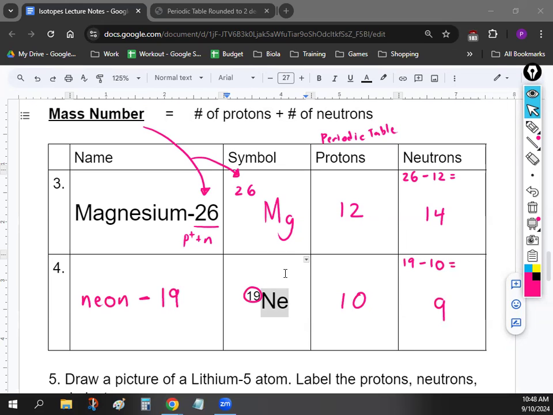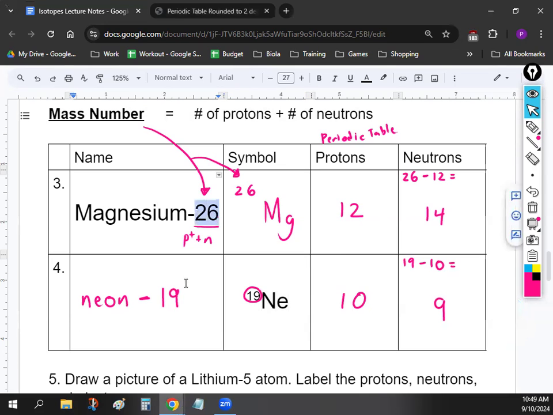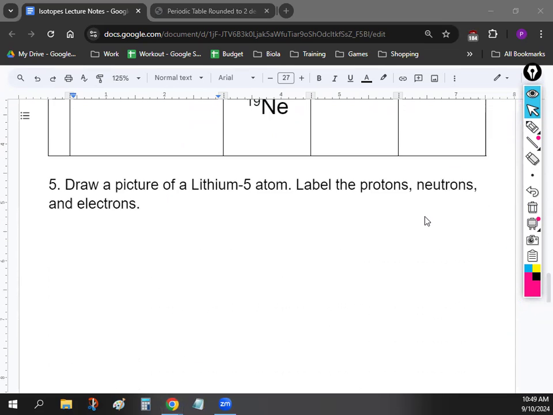All right, so number 5 is going to be very similar to this. The only difference is we're going to add a picture of the element. Now, I promise you, I'm not going to have you draw 26 or 19 protons and neutrons. We'll keep the number small, but the concept will be pretty similar, okay? So let's go to number 5.